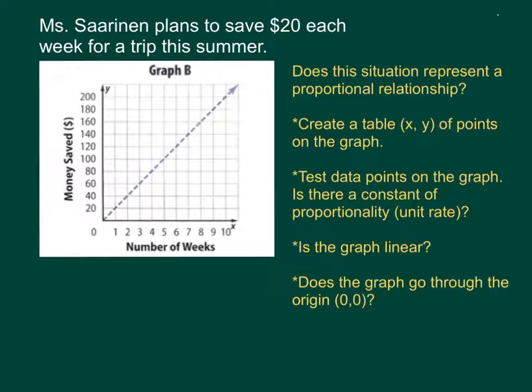Ms. Saarinen plans to save $20 each week for a trip this summer. So let's look at the graph and determine, does this situation represent a proportional relationship? It says create a table, an XY table of points on the graph. Test the data points on the graph. Is there a constant of proportionality or that same unit rate? Is the graph linear? And does the graph go through the origin?